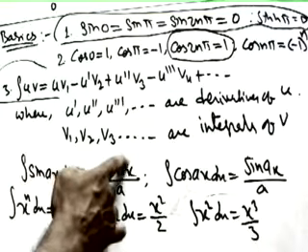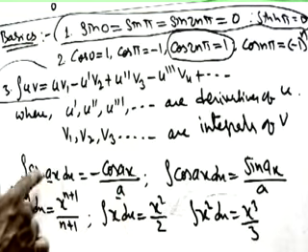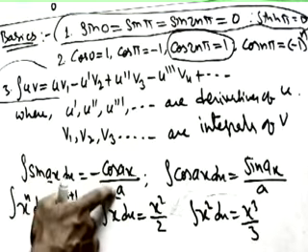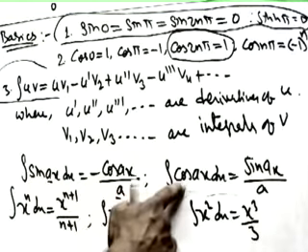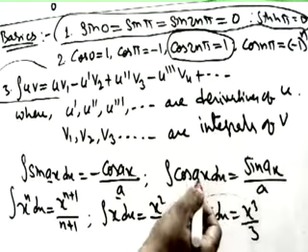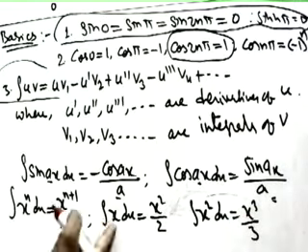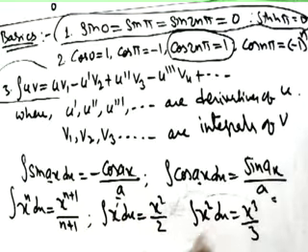Now we know the integration of sin ax is minus cos ax, but what is the coefficient of x? We have to divide by it. A is the coefficient of x, so we have to divide by a. In the same way, integration of cos ax is sin ax, but since the coefficient of x is a, we have to divide by a. Integration of x power n is x power n plus 1 by n plus 1.